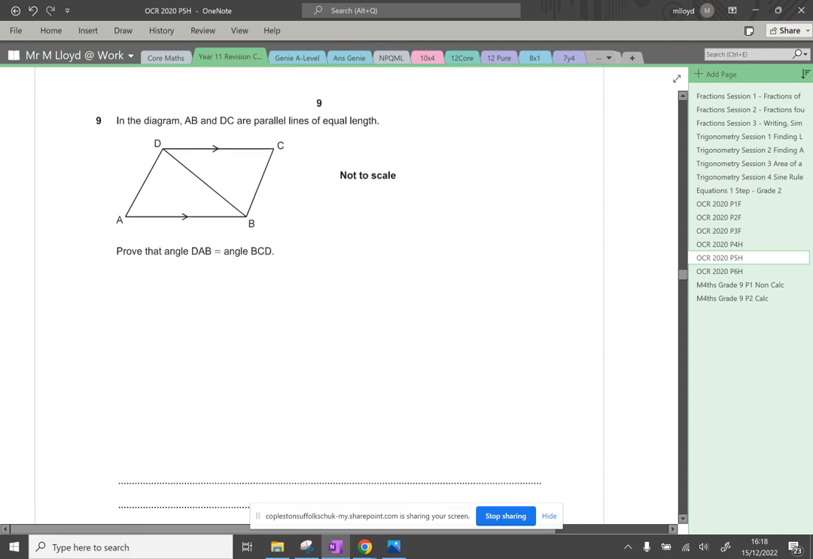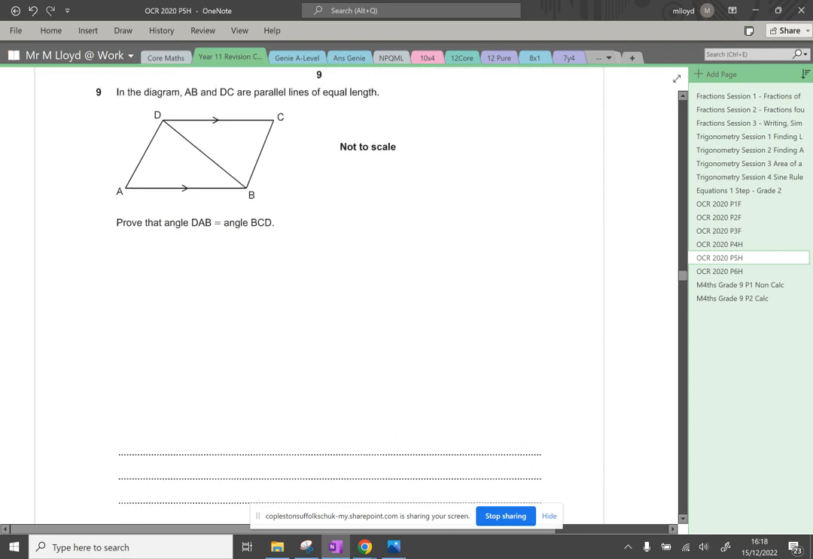Okay, question 9. In the diagram, A, B, D, C are parallel lines of equal length. Prove that angle DAB is equal to BCD. Okay, so I'm going to say these are congruent.